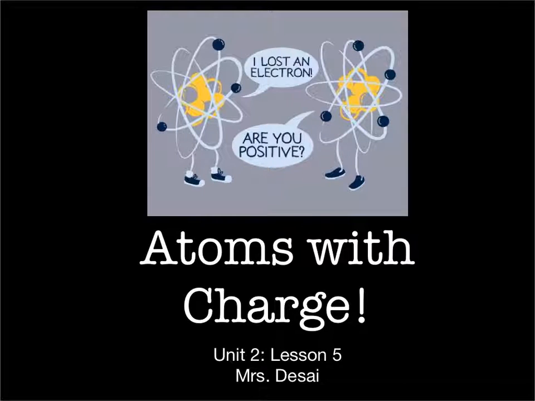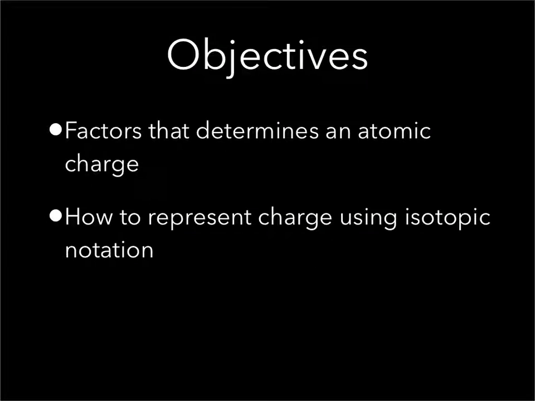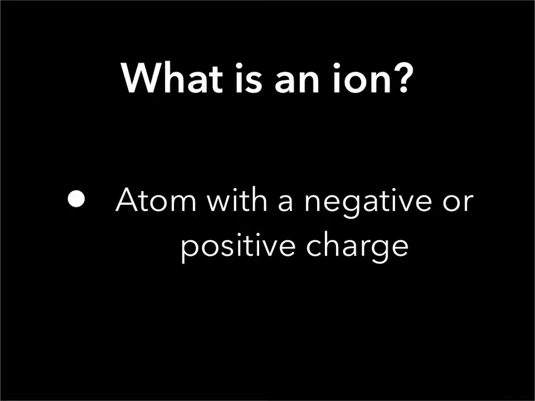Hey everybody, welcome back to Lesson 5, Atoms with Charge. In this lesson, we are going to talk about factors that determine an atomic charge and then how to represent atomic charge using isotopic notation. So let's start by talking about what is an ion.